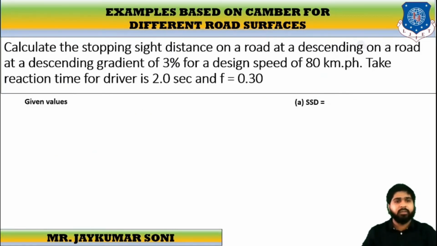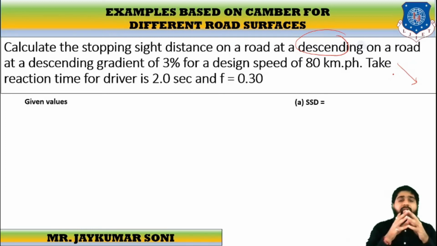See, this is the example statement. Calculate the stopping sight distance on a road at a descending gradient. The road is like this in this direction. A 3% descending gradient is given, so the value of n stands for 3. Design speed is 80 kmph. Take reaction time t equal to 2 seconds, instead of 2.5. t is equal to 2 and f is equal to 0.30.